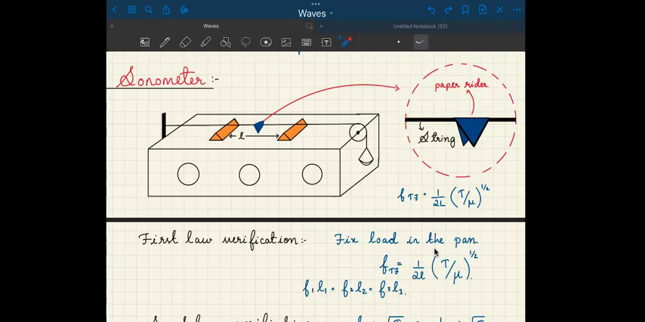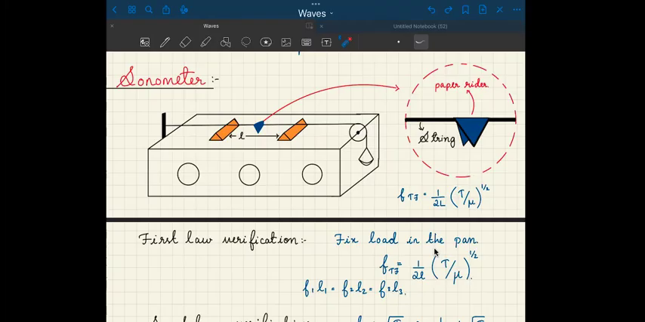Now, what will you do? The frequency of the tuning fork is the same as the frequency of the string, which is equal to 1 by 2L root T by mu. So you are going to measure length as well as tension, meaning the load in the pan.